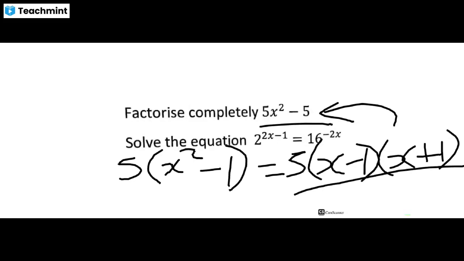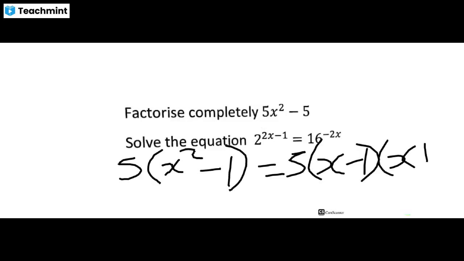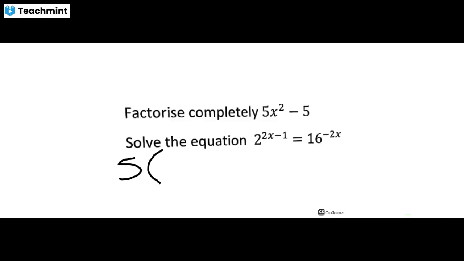Okay, let's come to this one. How do you go about this question? Solve the equation 2 to the power 2x minus 1 equals 16 to the power negative 2x. So these are equations involving indices, and there's a rule. If a variable is in the power, what you're supposed to take note of is ensuring that the bases on both sides of the equal sign are the same. Then you equate the powers. I repeat, the bases are supposed to be the same, then you equate the powers.